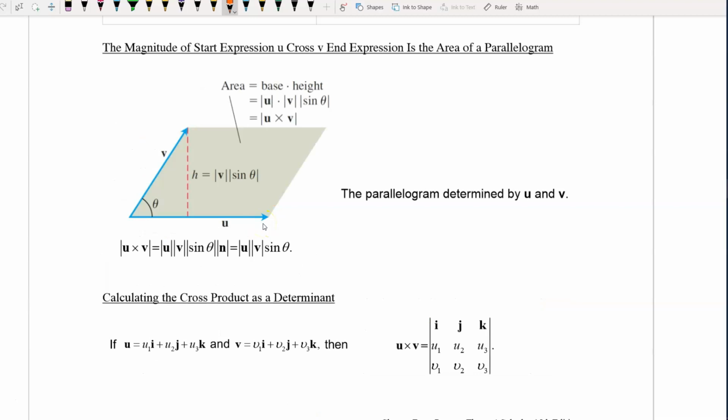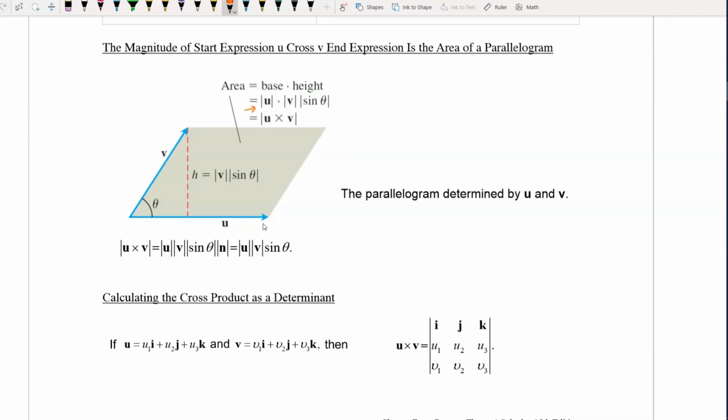The magnitude of the expression u cross v is the area of a parallelogram. Here we have area equal to base times height. So on the slide we have the length of u multiplied by the length of v multiplied by sine theta. That is equal to the magnitude of u cross v.